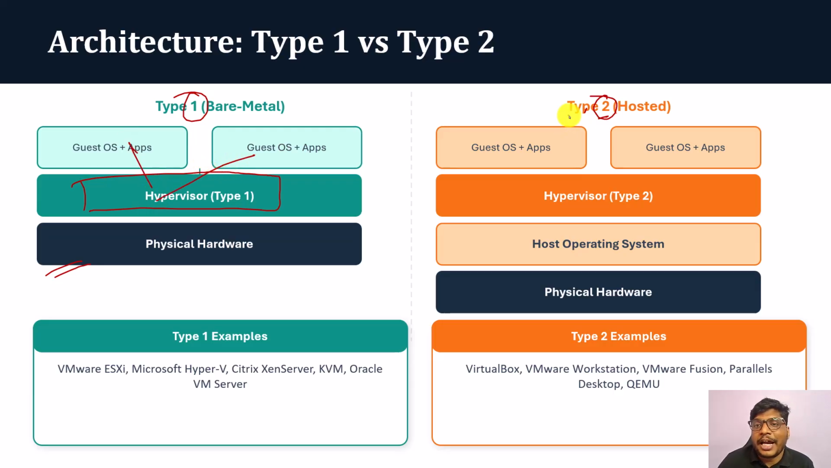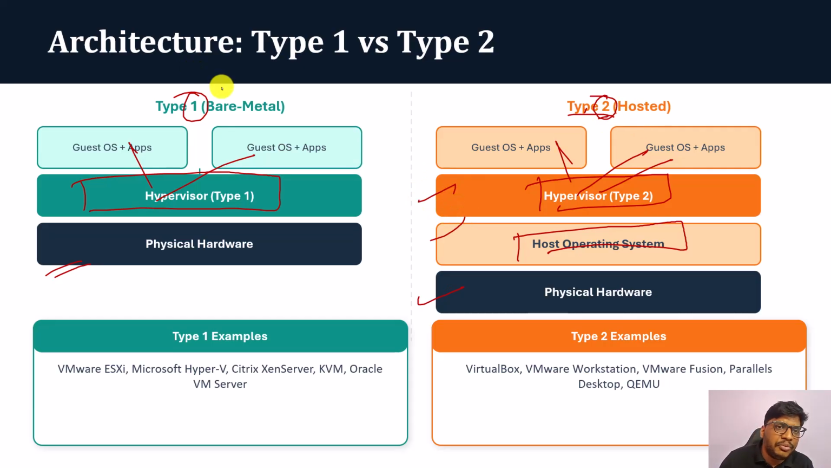In the case of type 2 virtualization, here we have a physical hardware, but you can see we have a host operating system and a type 2 hypervisor here. And then we are interacting with the virtual machines. So type 2 hosted has 2 layers, you can remember like that. Type 1 bare metal, only 1 layer is there in between. Okay, so you can see the examples of type 1 and type 2. But this thing is very important.